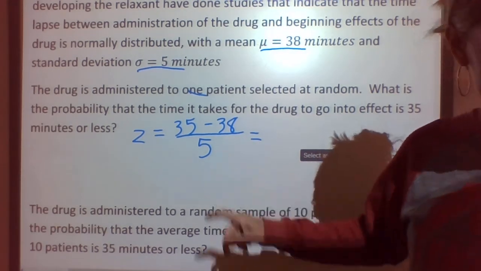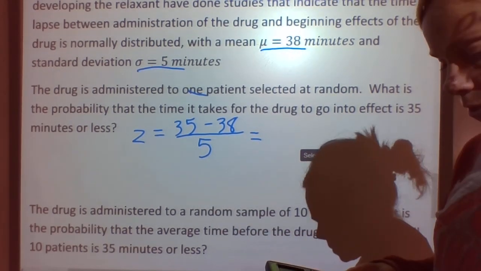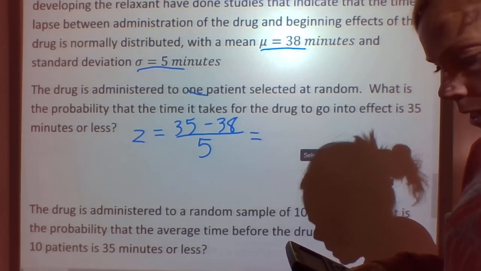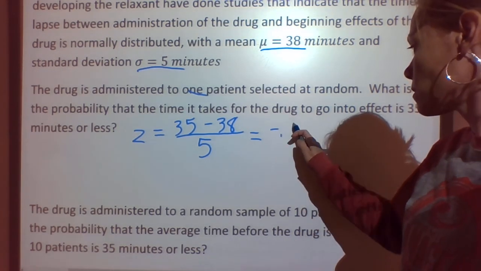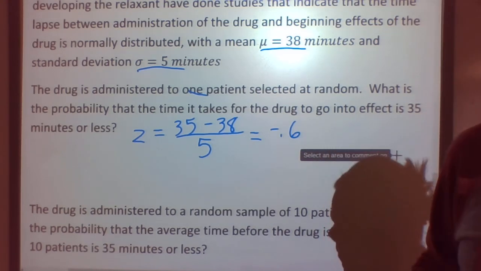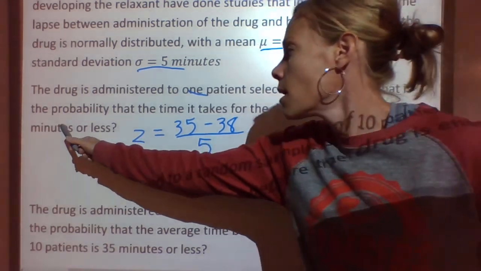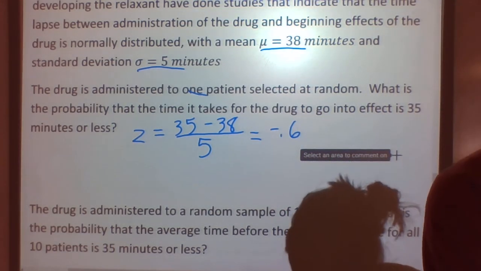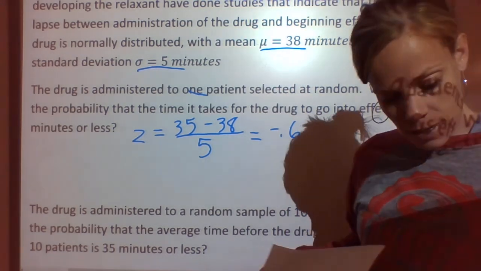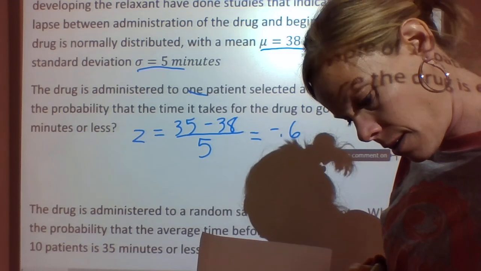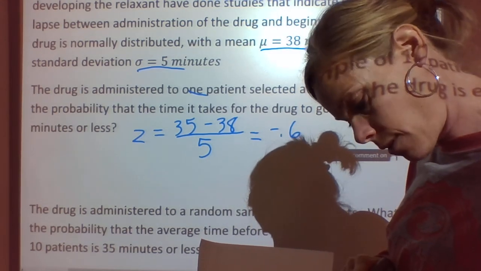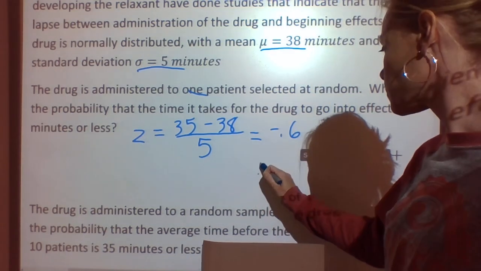So let's finish this. So 35 minus 38 divided by 5 is negative 0.6. Okay, do I look up negative 0.6? Yes, because it's 35 minutes or less. That means area to the left. So look up negative 0.6 and I get 0.2743.